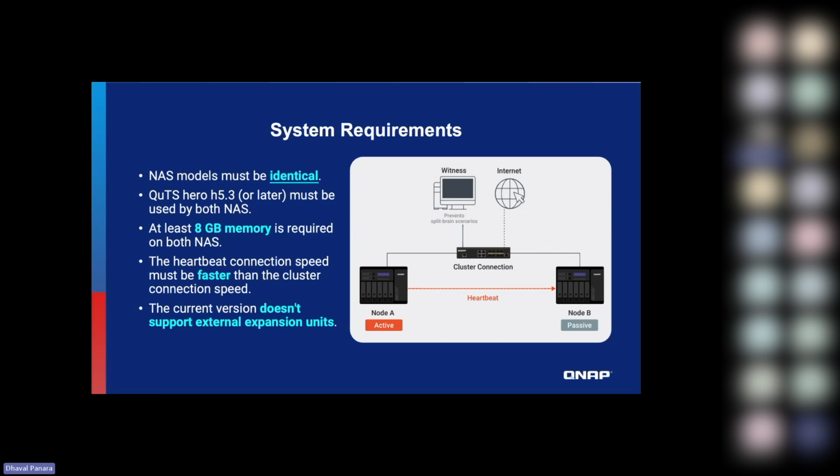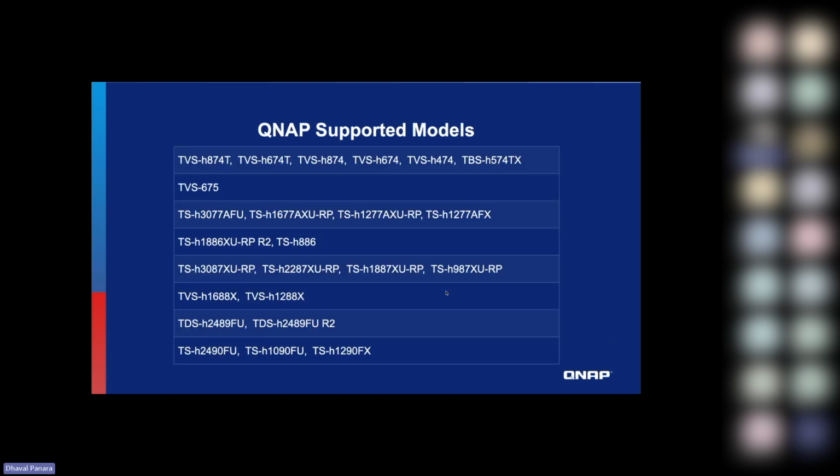The current firmware does not support external expansion units. If you have NASs that you have connected with external expansion, currently it does not support that. Here are the models that we support with the new firmware as well as the new HA features. Anything X74 and above is supported. So the X74 series, the 874s, the 674s, 474s, the TVS 675s, the 77 AFUs, 86, all the new rackmount units will be supported with HA.